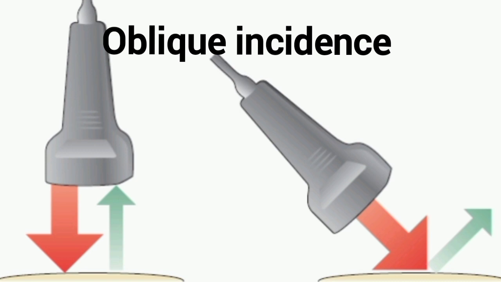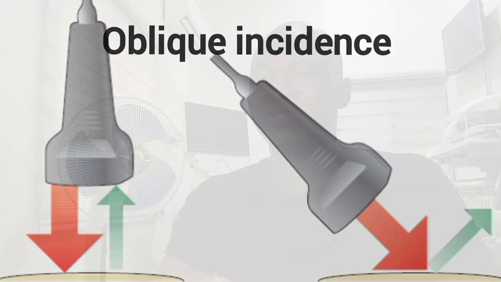With oblique incidence, no echo is returned to the transducer, and the sound beam is attenuated because it is reflected away from the transducer. The sound beam must be reflected back to the transducer in order to produce an echo or image.